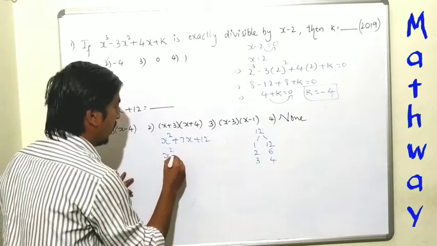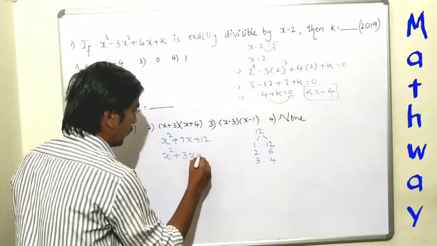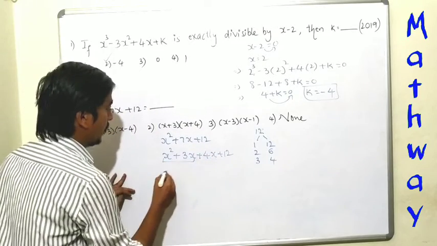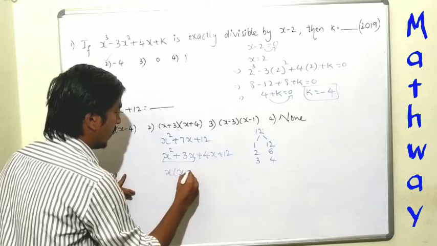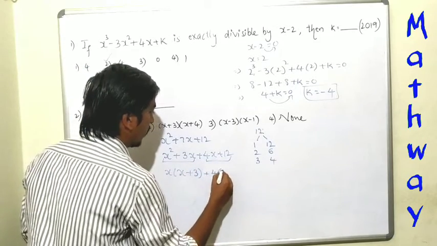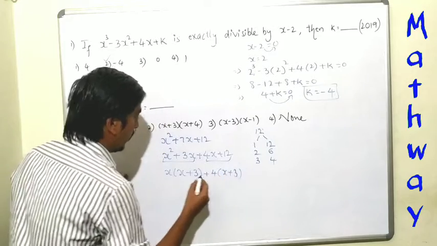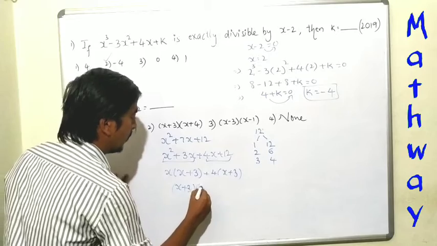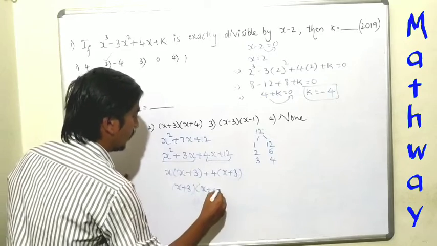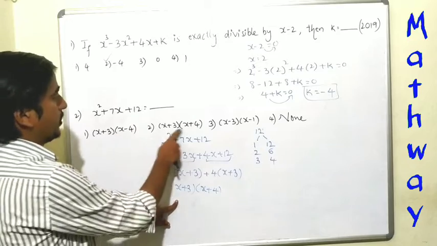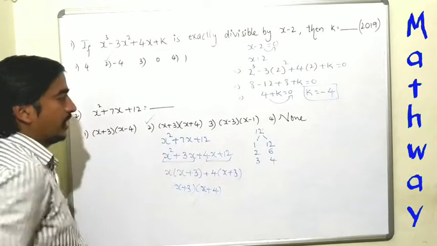So x square plus 3x plus 4x plus 12. From these two terms we can take x as common, so it is x plus 3. From these two we can take 4 as common, so it is x plus 3. Now take x plus 3 as common, then x plus 4 is left. That's it. Which option has x plus 3, x plus 4? The second option is the correct one.